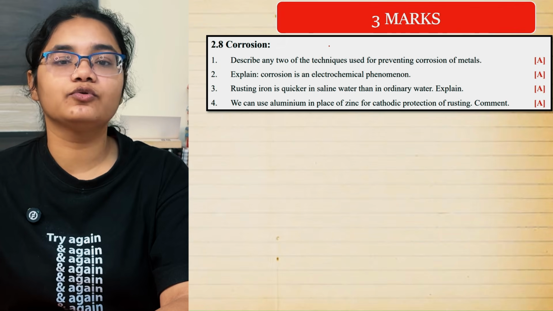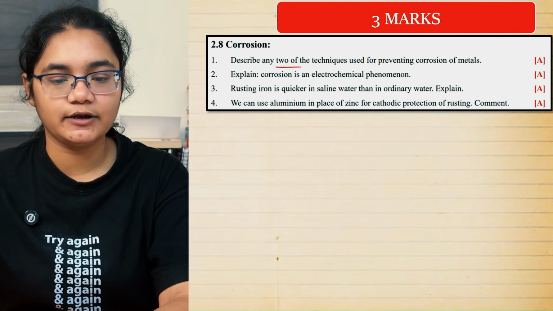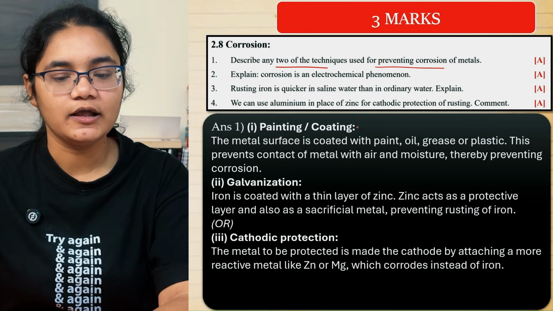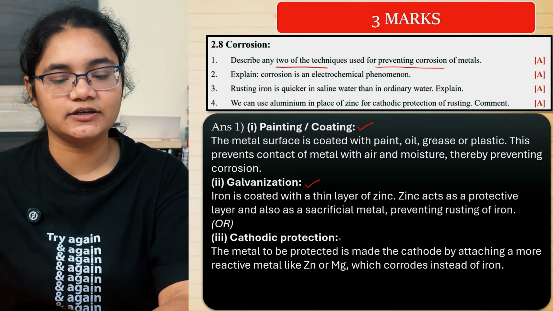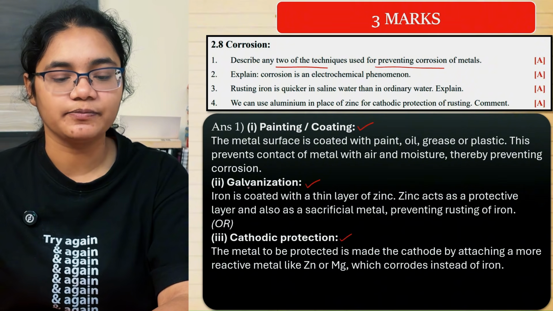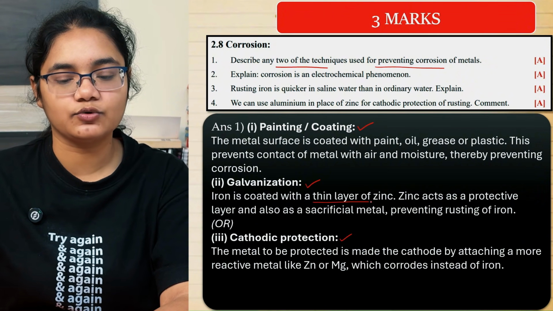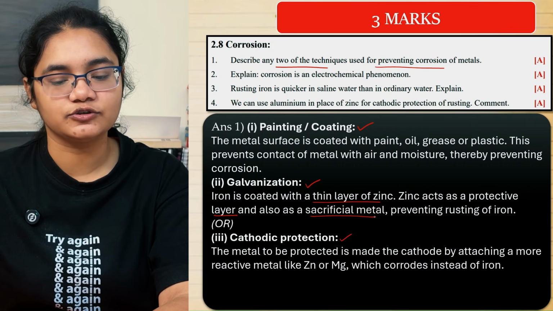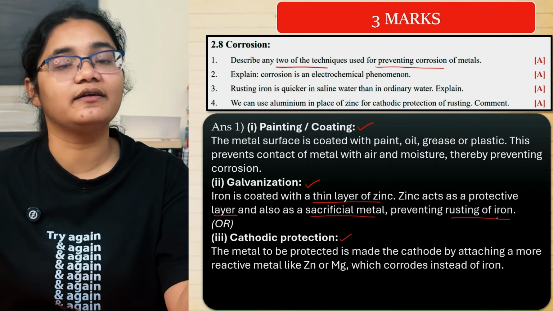Okay, now let's move to corrosion questions. Describe any two techniques used for preventing the corrosion of metals. You can write any two. You have painting, galvanization, or even cathodic protection. In galvanization, iron is coated with a thick layer of zinc, and zinc acts as a protective layer and also as a sacrificial metal, preventing the rusting of iron.